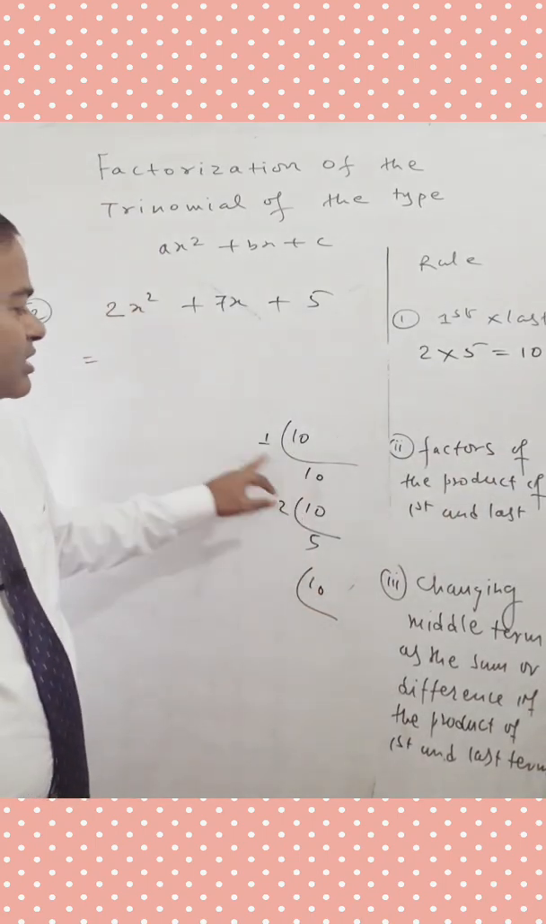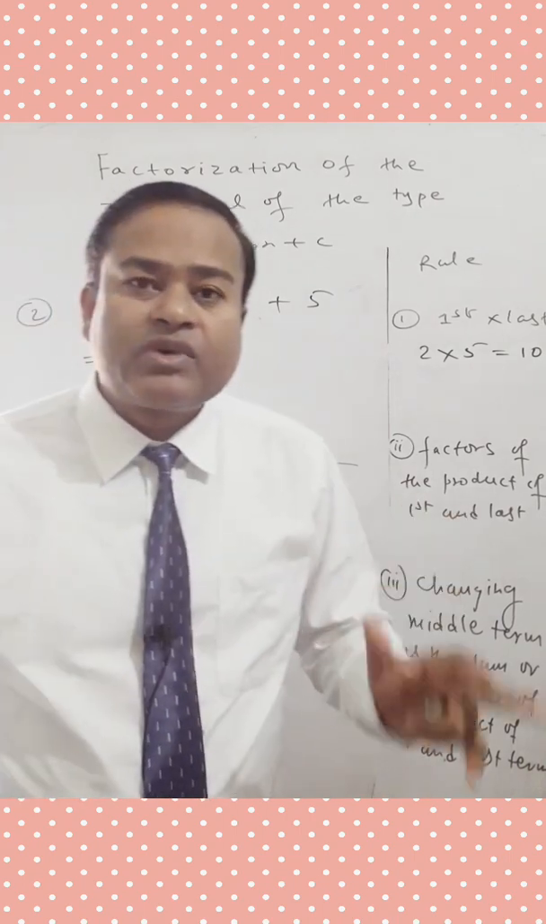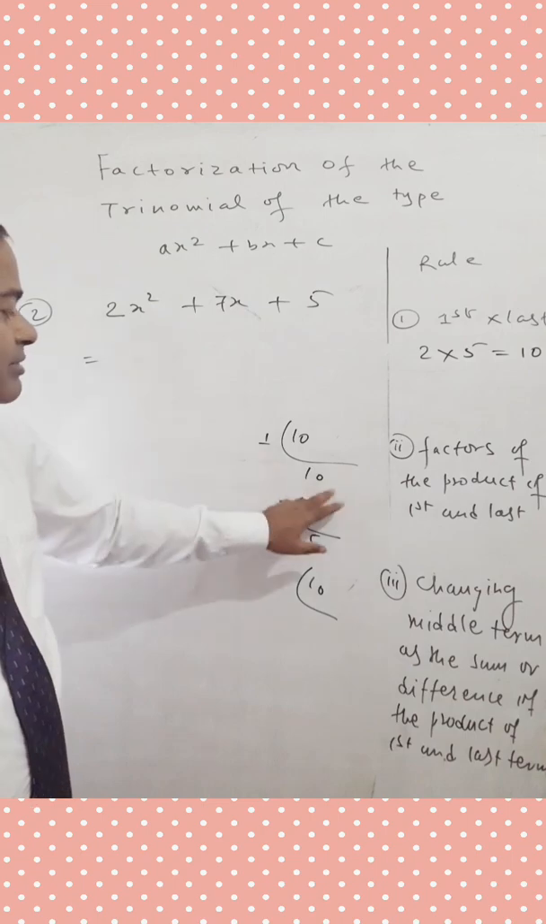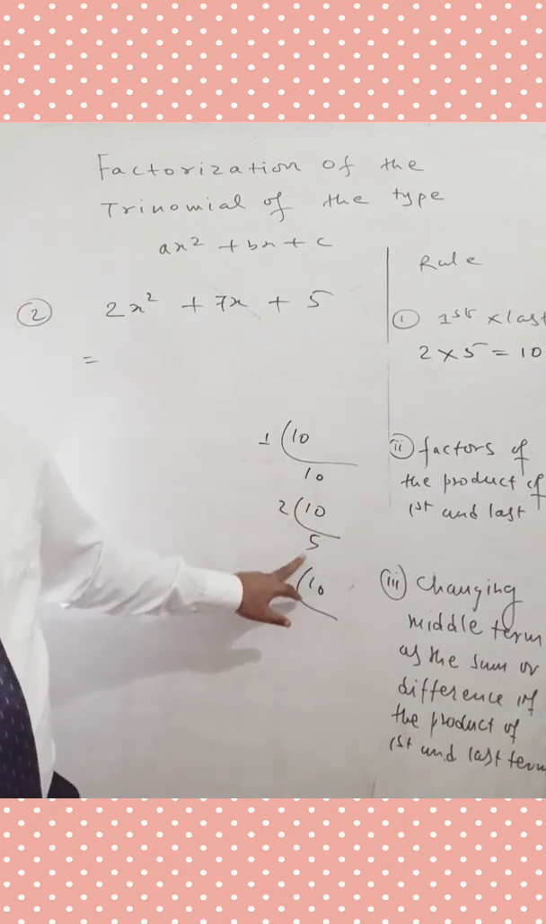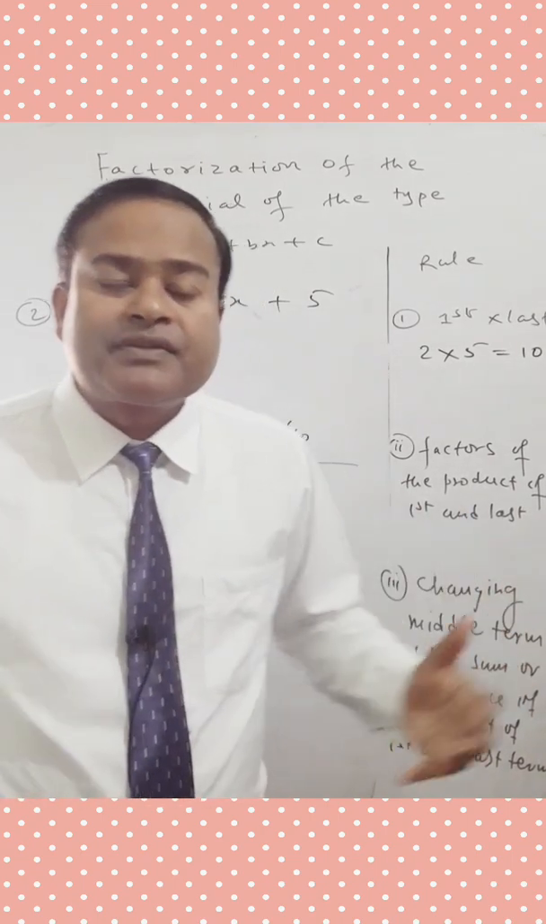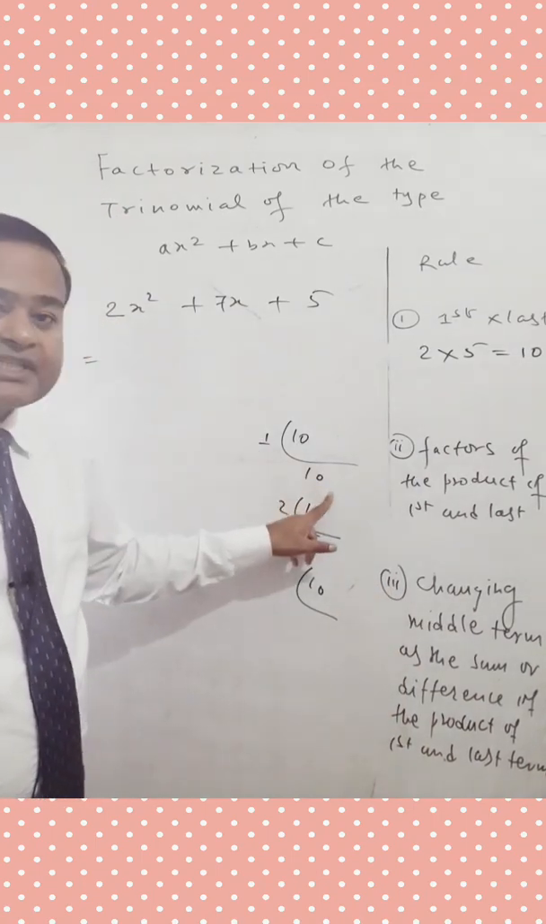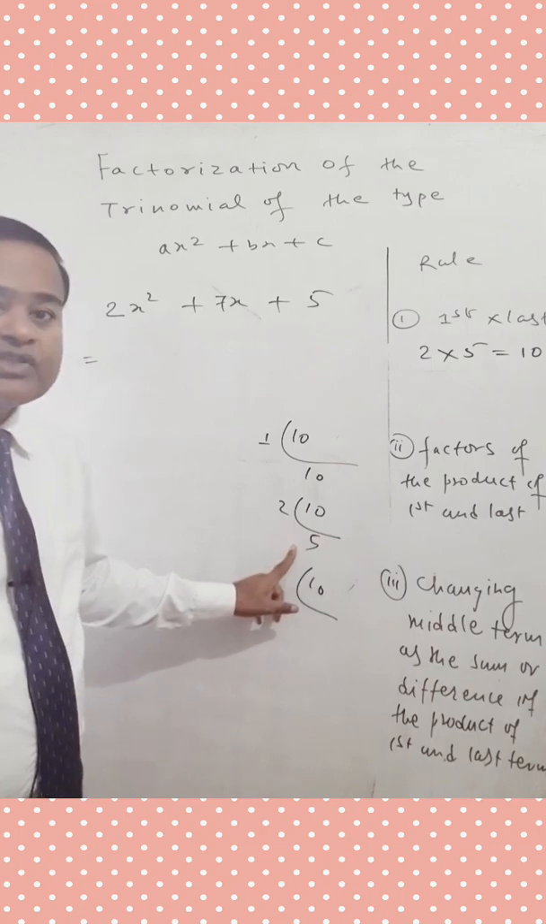10 1s are 10. But again we'll get the same two factors, 1 and 10. So dear students, the possible two factors are 1 comma 10 and 2 comma 5. That means we have got two pairs of possible factors of 10. In the first pair we have 1 and 10. In the second pair we have 2 and 5.